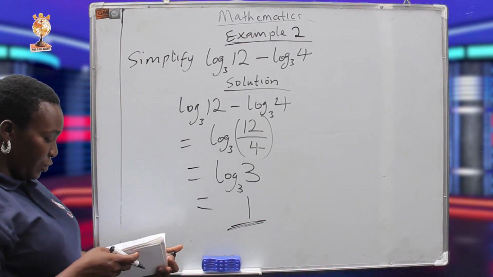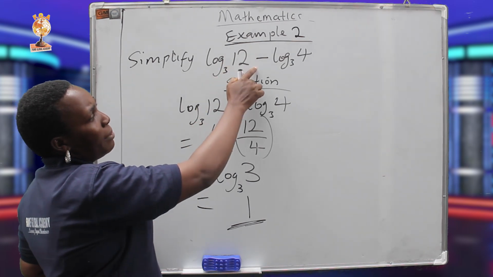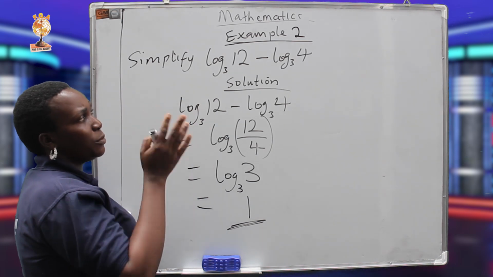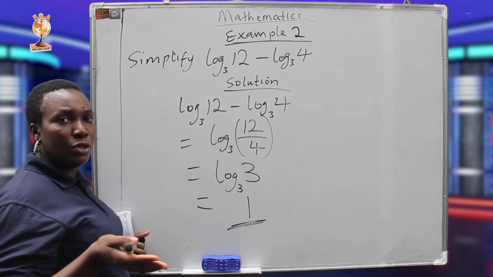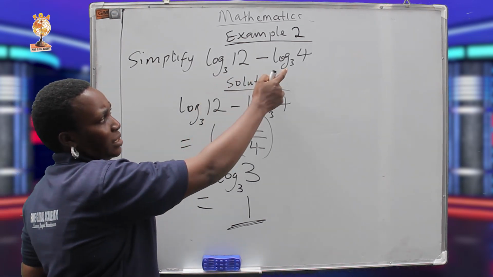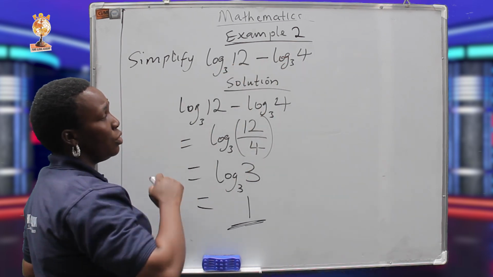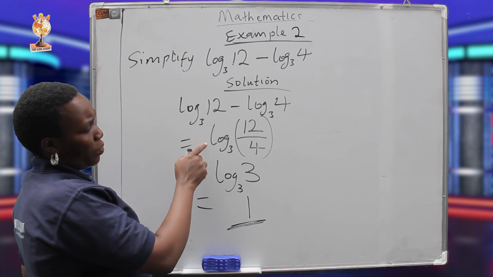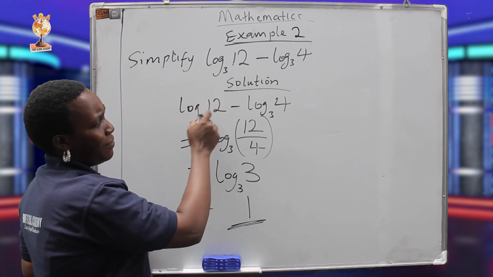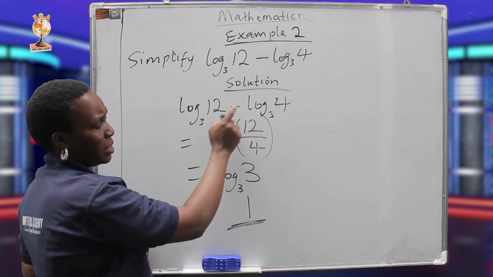Okay, let's go through it one more time. I said simplify log 12 base 3 minus log 4 base 3. This is called subtraction law. And subtraction law says that if you are subtracting two logarithms, so long as the two logarithms have the same base, as you can see, base 3, base 3, all you need to do is divide the two numbers. Okay, so that's what we have here. So we are dividing 12 by what? By 4. Then we have our log base 3, which is what you are seeing here, because they are the same.